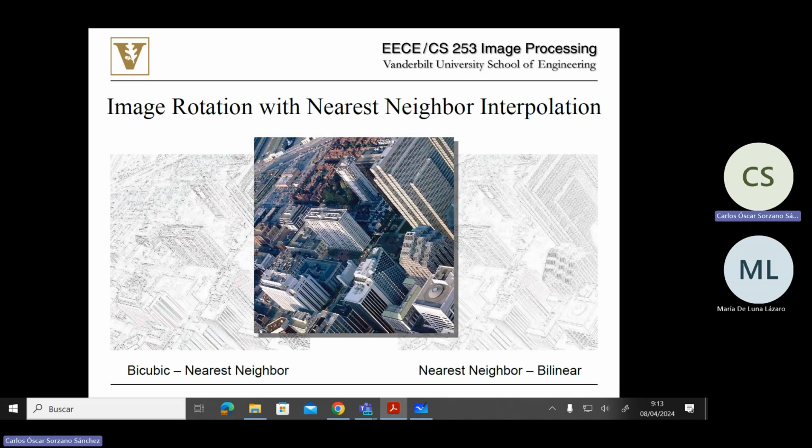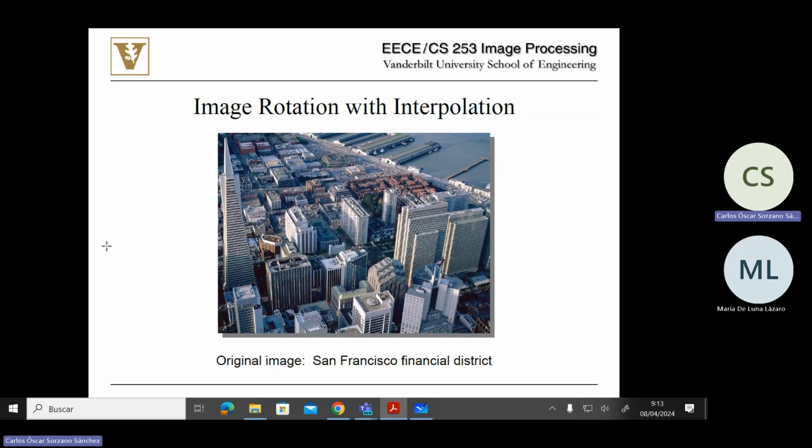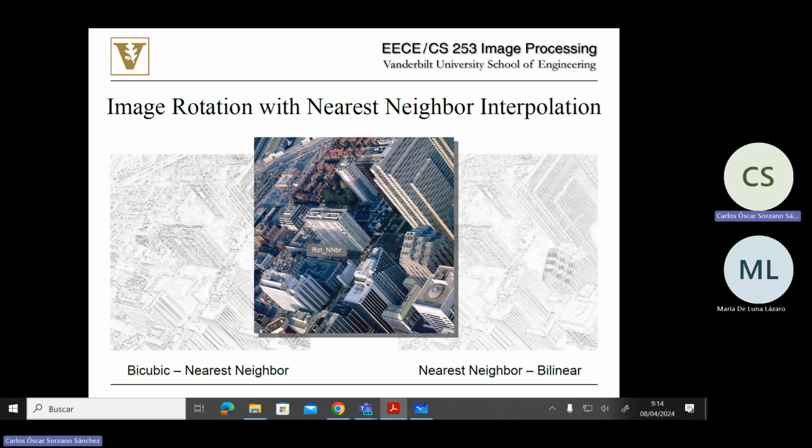Here are some examples of image rotation and interpolation. Let's say that you have this image and you want to rotate it. This one is the same, but it has been rotated. Now you compare, the cubic is the most accurate interpolation. You compare the difference between bicubic and nearest neighbor. This is the difference. You see that the differences are mostly where the edges are, and that makes sense.